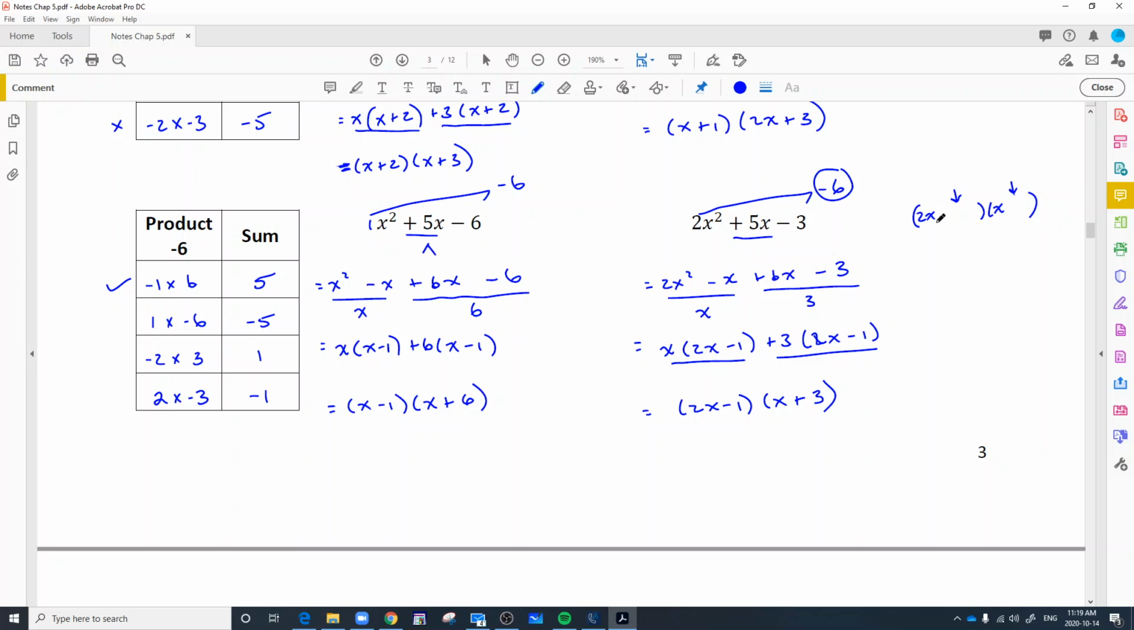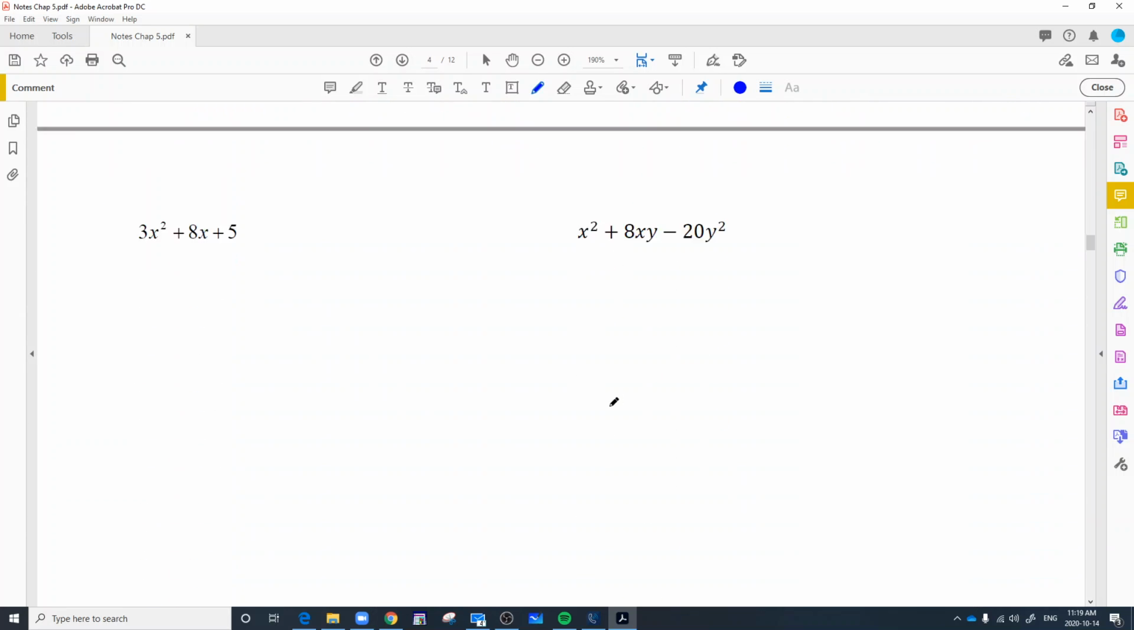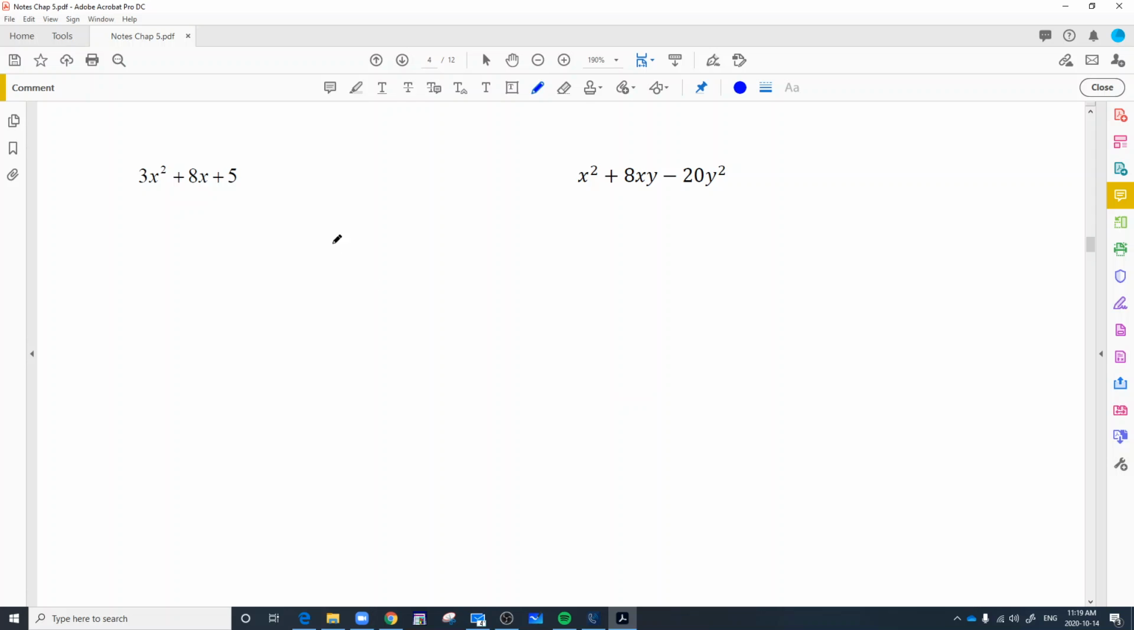I find that to do that takes way more time than just doing the steps, which is why I teach the AC method. But there's also other methods on the internet, so feel free, if this isn't working for you, to look up other stuff. But this is the only way that I'll teach to factor a trinomial. So let's do some more.